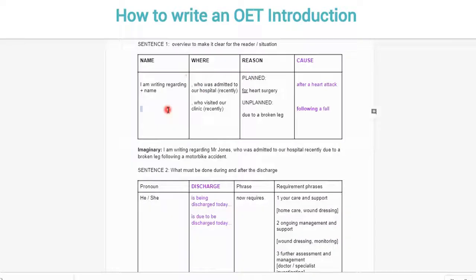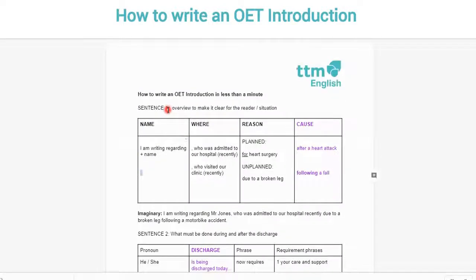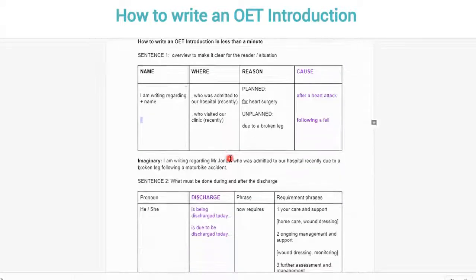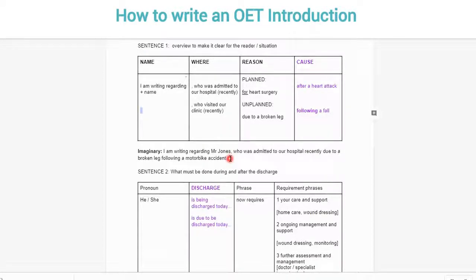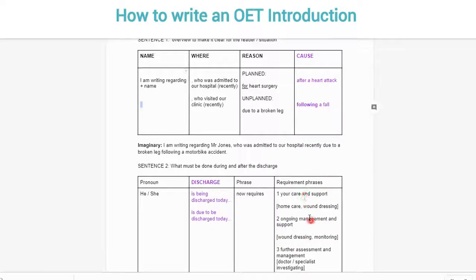4, 3, 2, 1. Okay, so we are going to get some of our students to write an OET letter in their imagination in less than 1 minute. Okay, now obviously in the exam, you have to find the information in the case notes, but really all you need to know is where. You need to know the reason, right, and cause if necessary. You need to know if it's a discharge, and you need to have a good phrase for summarizing the next thing that needs to be done.